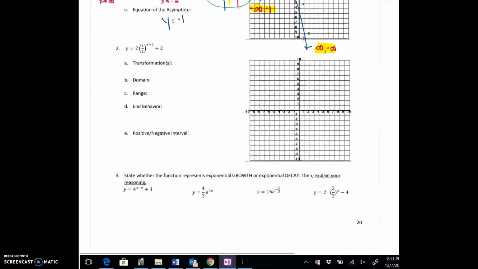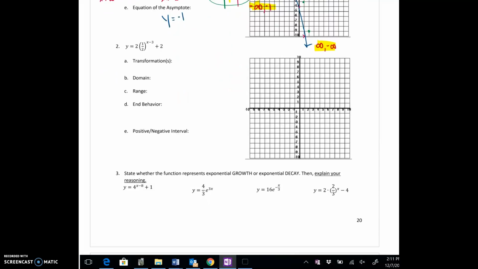All right, number two. So first thing I'm going to do is go ahead and set up my points for x. Here are the same ones we're going to use. And now I'll make my parent function table. So the parent function comes from the base and the exponent. So I'll be doing 1/2 to the x power.